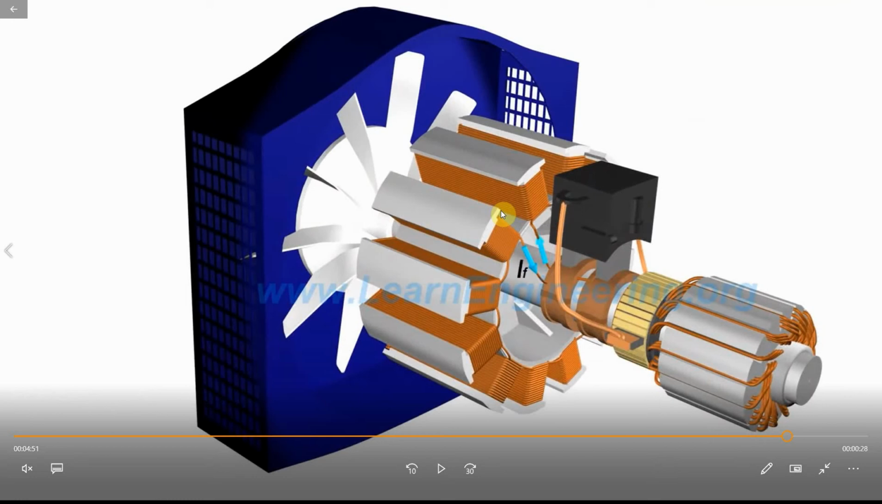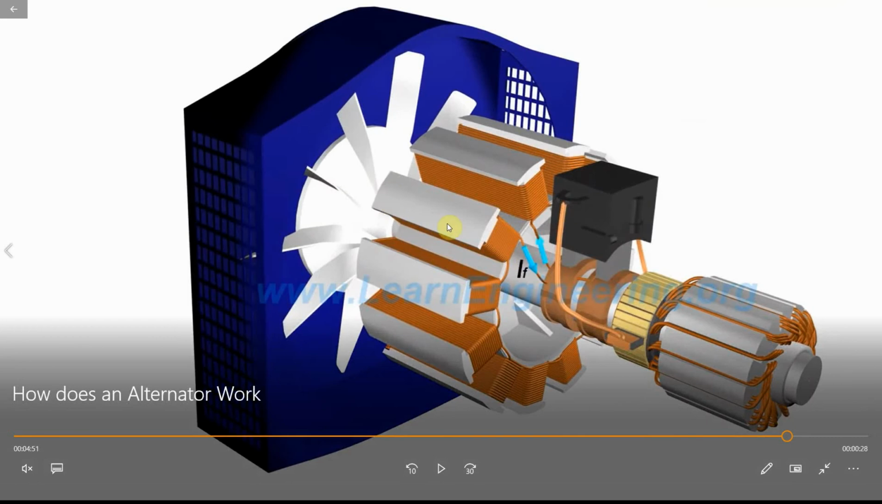Now come to the stator portion. As I have told you, in the stator portion there are no actual fields, but in the rotor portion these fields, these poles, are there.